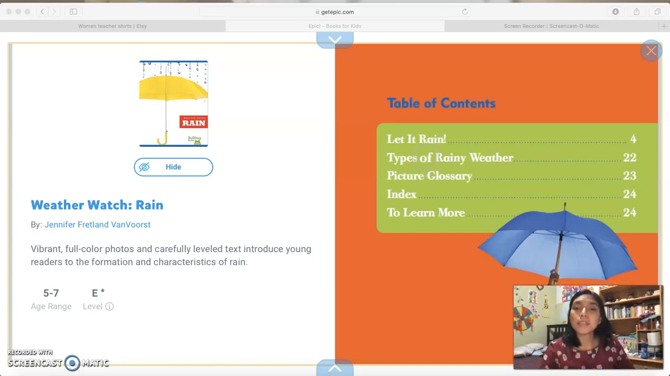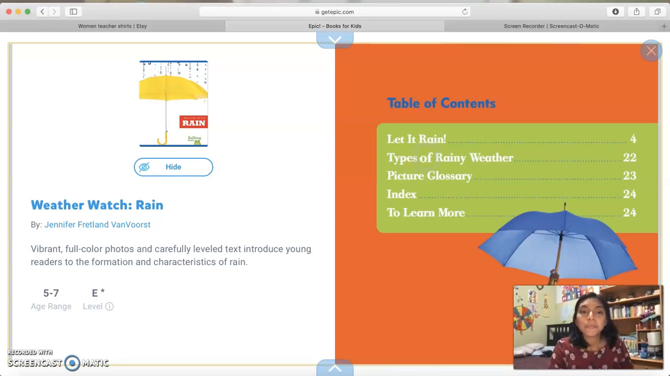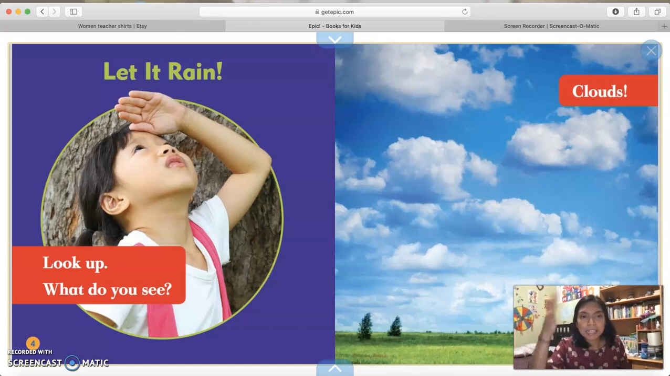So rain is water, liquid. So let's see, we have our table of contents as always, and the table of contents tells us what we're going to be reading and what page we can find that information. So let's see, it says, let it rain, and the little girl is looking up to the sky. What do you see up in the sky? Yeah, that's right, you see clouds. Ooh, look at those clouds.